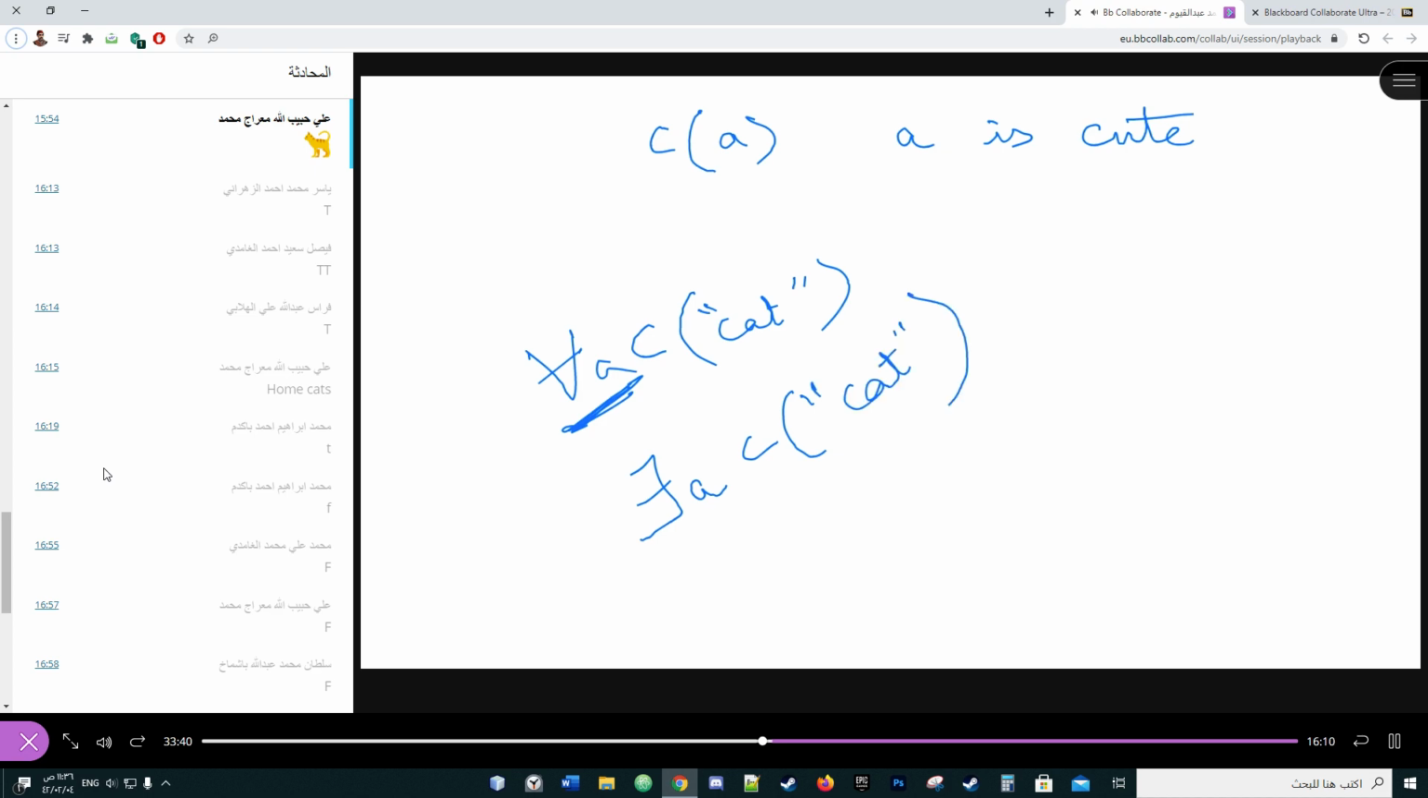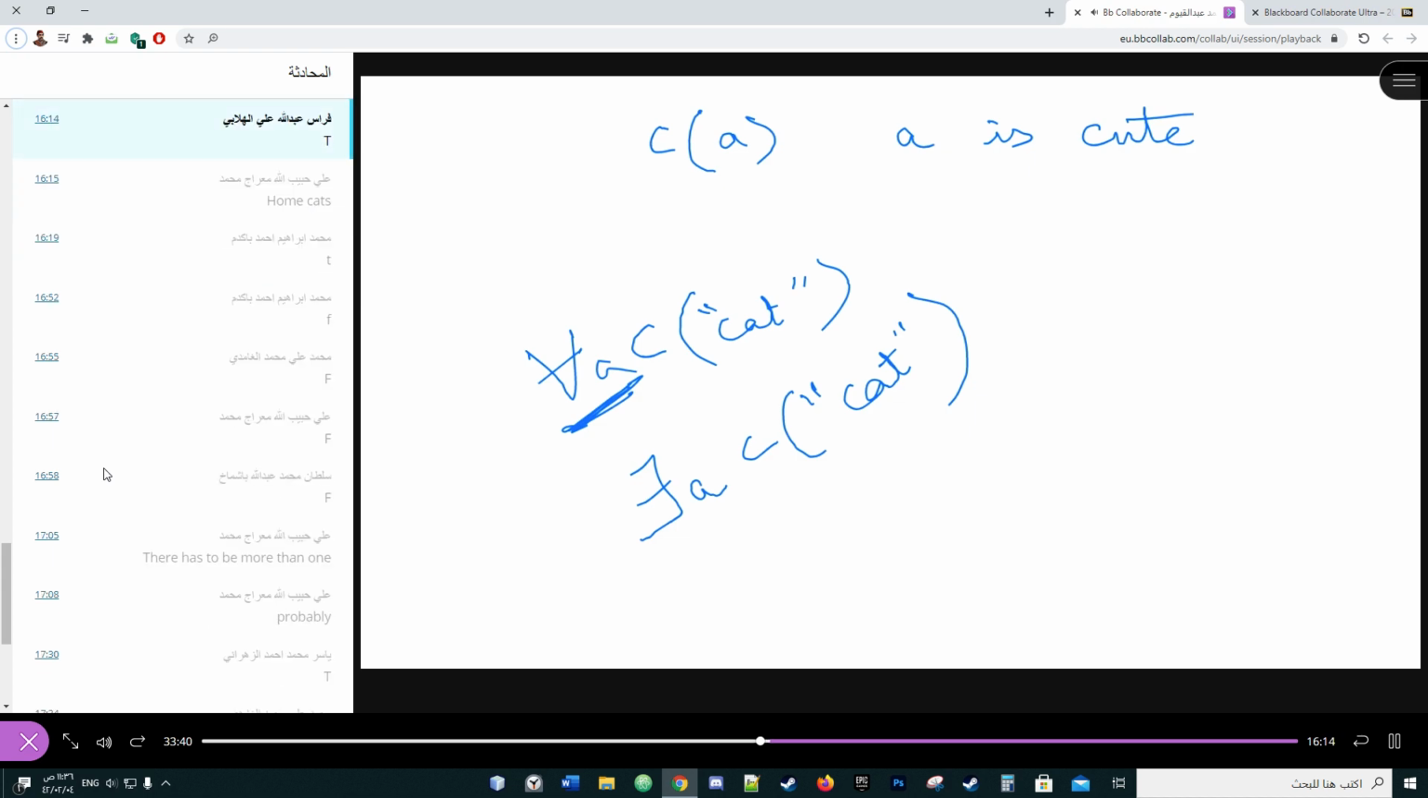Okay, this will probably be true. There may be one cat in the world for which this is true. For some cats, Firas says true, so he likes cats. Ali Habib also says he likes cats. So some cats are true. Now I think you understand these two operators.